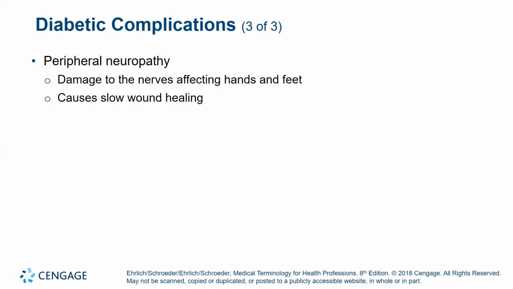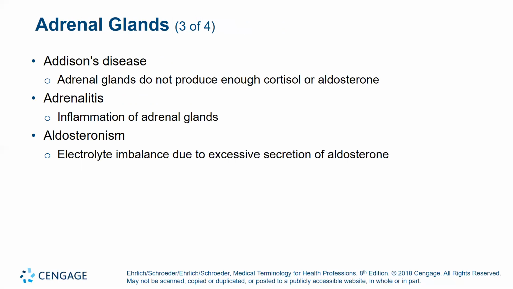Peripheral neuropathy is another complication. This is damage to the nerves affecting the hands and feet. It causes slow wound healing. Adrenal glands, some of the things they list here. We have Addison's disease, where the adrenal glands do not produce enough cortisol or aldosterone. Adrenalitis is inflammation of the adrenal glands.